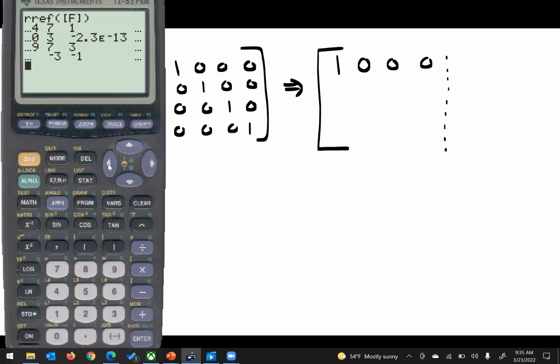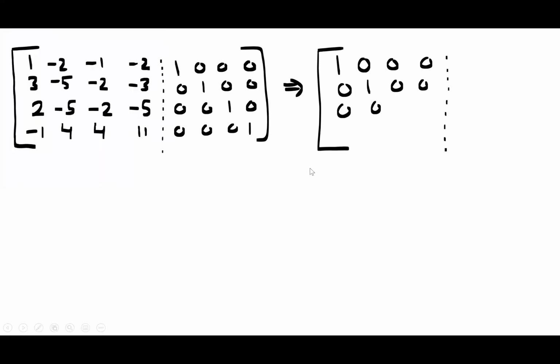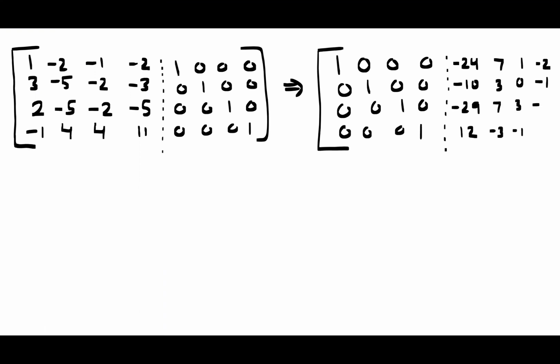So I'm going to go by columns because it's easier to do by columns. If I go back to the beginning here, I got negative 24, negative 10, negative 29, and 12. Are we good? Column 1. Column 2 for the inverse matrix is 7, 3, 7, negative 3. This one would have been 1, 0, 3, negative 1. And the last column should be negative 2, negative 1, negative 2, 1. So there's my new identity matrix and my final answers going down. Are we good there? Okay.